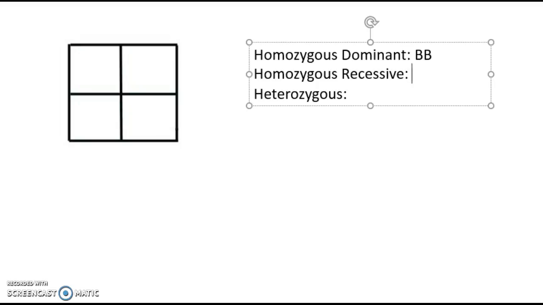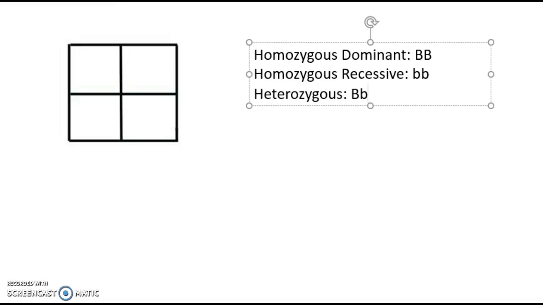Homozygous recessive, remember when we break that down, the prefix homo meaning the same, recessive telling you that you're going to have two recessive alleles, so we write those as two lowercase letters. And then heterozygous meaning different, those two letters are going to be different from one another.